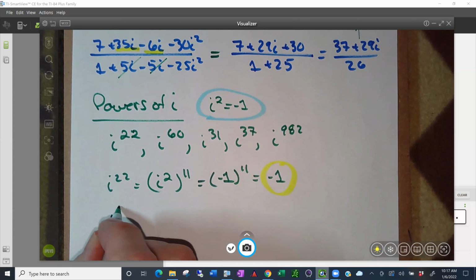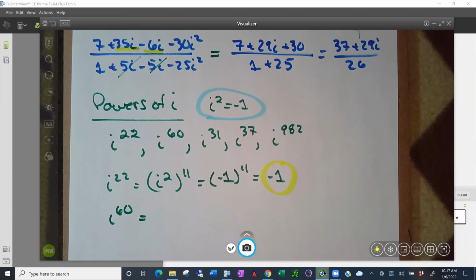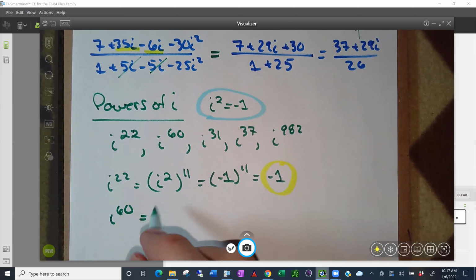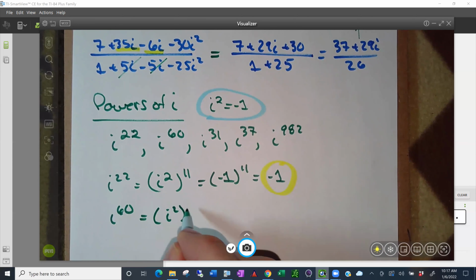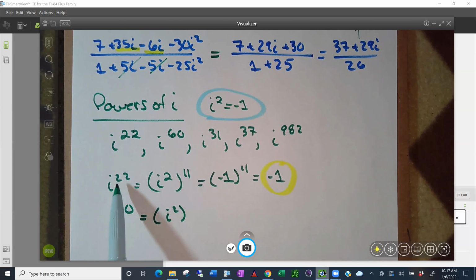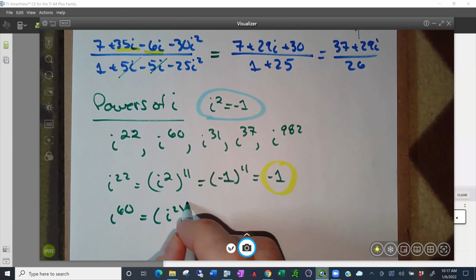Okay. Here you go. i to the 60th power. We're going to play the same game here. You're going to start out with i squared to some power. Now the question is, what power? We'll take a look at the previous one. When I put a 2 here, I had to have something that multiplied by 2 to give me 22. So 2 times 11 gave me 22. So 2 times something is going to give me 60. What's that something here? Gentleman in the back, way to go. i squared to the 30th power.